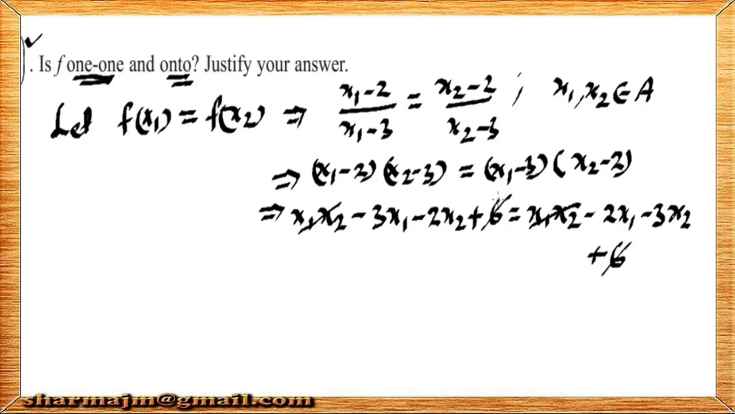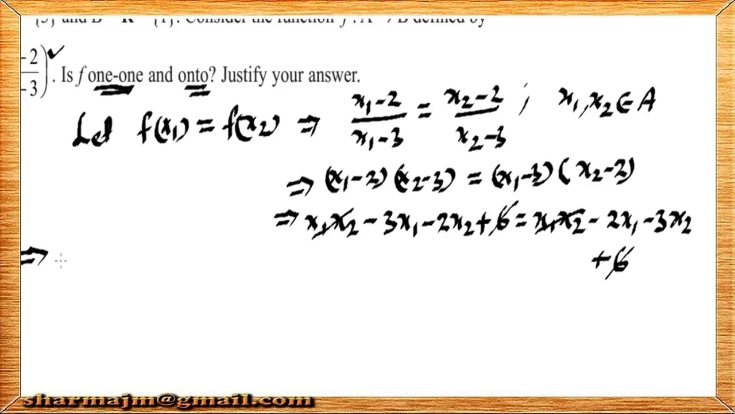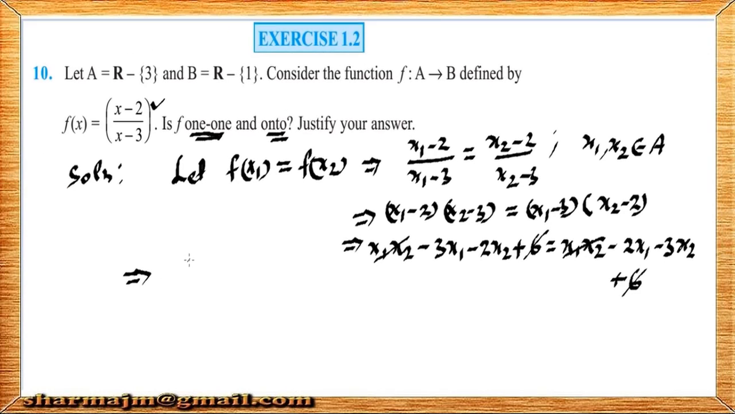and you can write here, multiplying both sides by minus 1, you have 3x1 plus 2x2 is equal to 2x1 plus 3x2, multiplying both sides by minus 1.